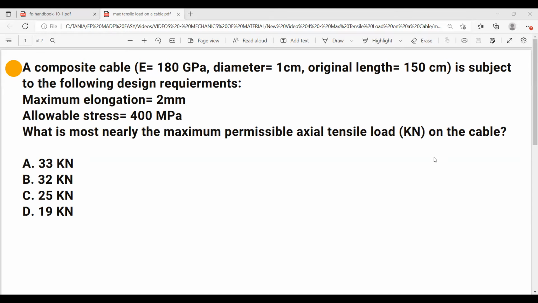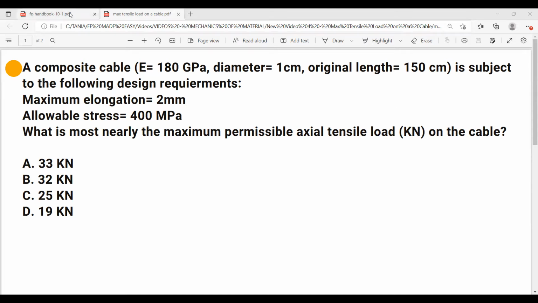We are given two conditions. We have to meet two conditions, and we have to calculate the axial tensile load based on these two conditions, meaning we're going to have to calculate tensile load based on allowable stress and based on the maximum elongation of 2 millimeters. And then from here, we're going to take the minimum value between these two, and that minimum value is going to be the maximum permissible axial tensile load on the cable. Okay, let's start with the allowable stress.